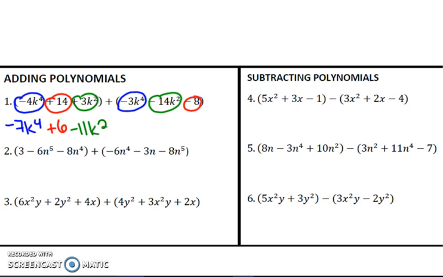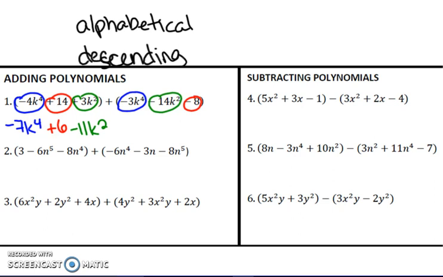Now, although you've combined all your like terms, there's nothing else we can combine. The one thing we need to keep in mind with polynomials, it needs to be alphabetical, and then it needs to be descending in your order of your exponents. So not only is it alphabetical order like we've been working on with exponents, it needs to be in descending order of those exponents. In number 1, I only have k, so I'm not worried about the alphabetical order, but I need to go in descending order.